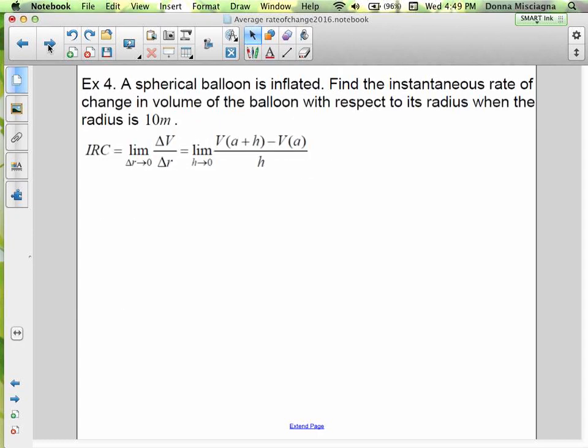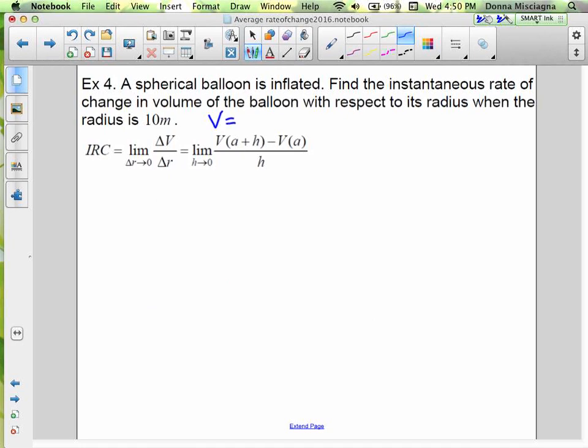And let's look at this problem. A spherical balloon is inflated. Find the instantaneous rate of change in volume of the balloon with respect to its radius when the radius is 10 meters. Well, the first thing that would help is for you to know what the equation for volume is. If you don't know that, then you're kind of at a loss on this problem.